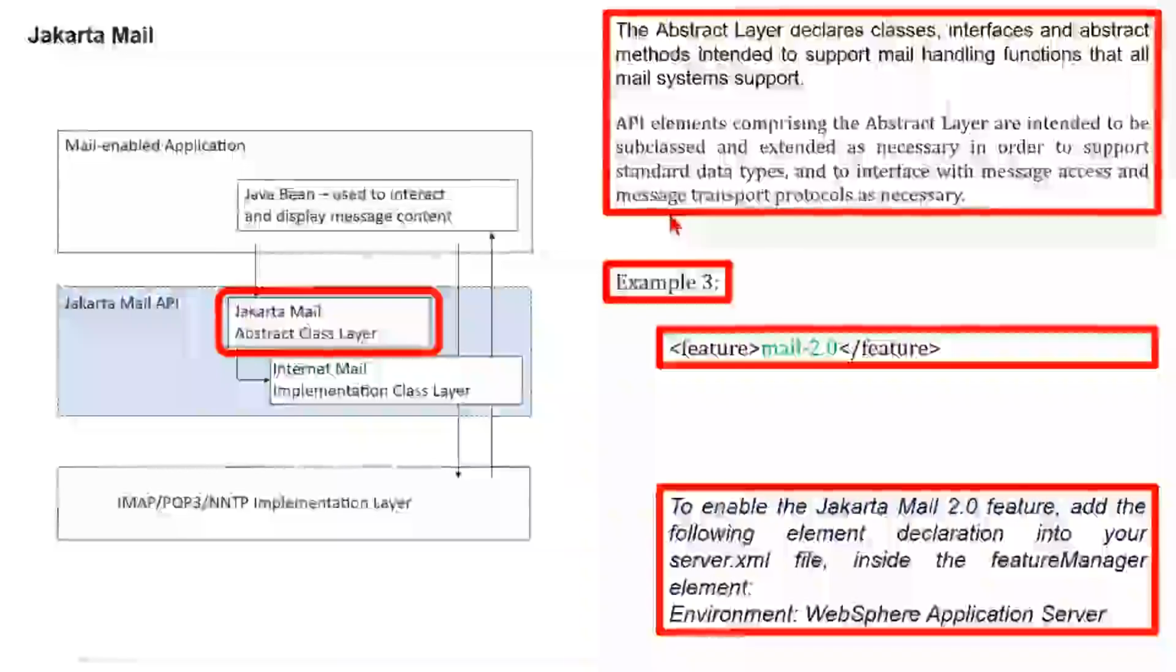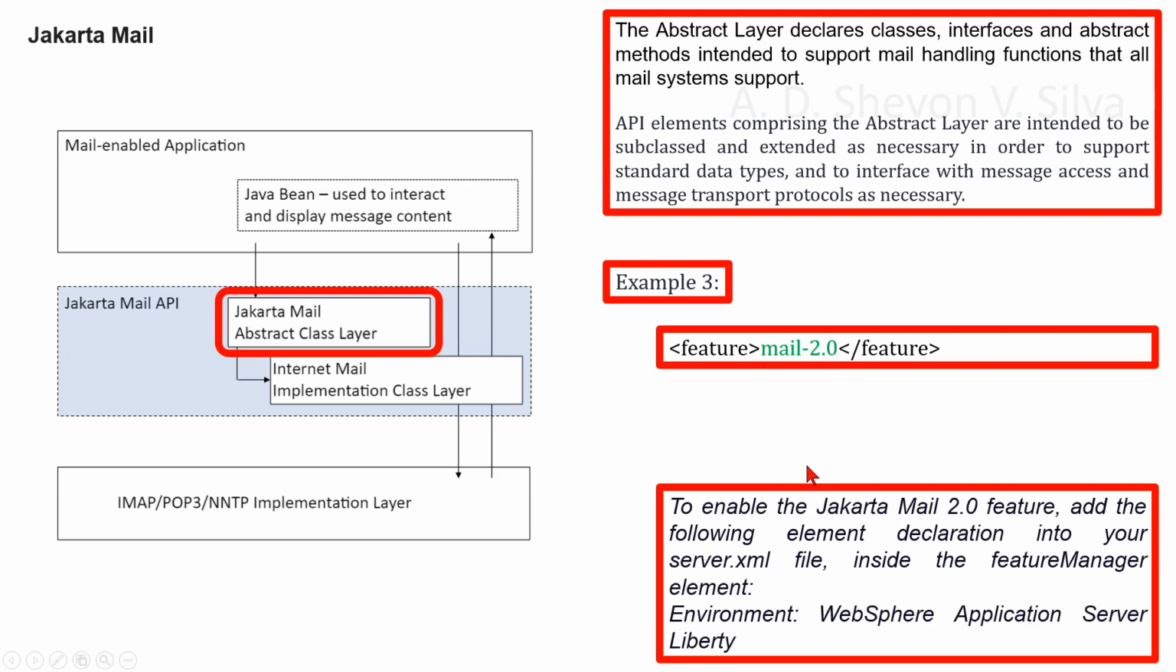In example 3 we can consider this in the environment with the WebSphere application server. This is to enable the Jakarta Mail 2.0 feature, with this element declaration in your server.xml file inside the featureManager element. Actually the environment here is WebSphere Application Server Liberty.